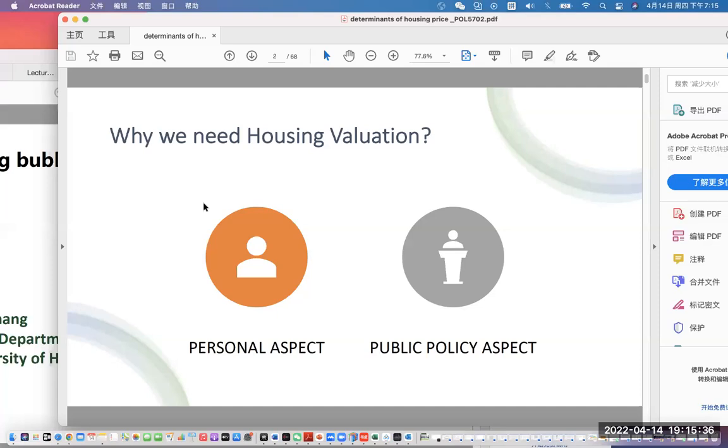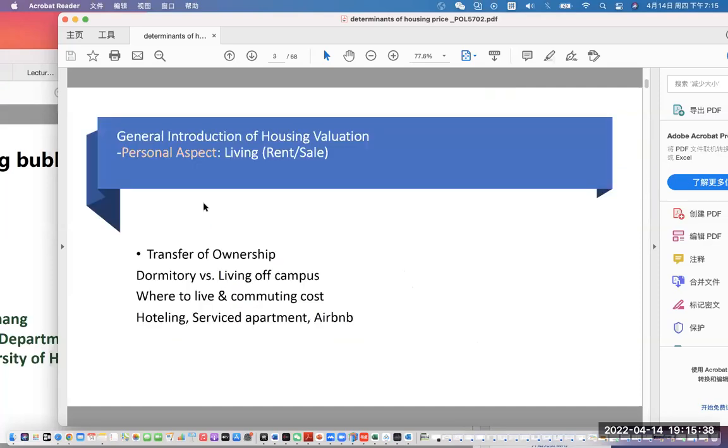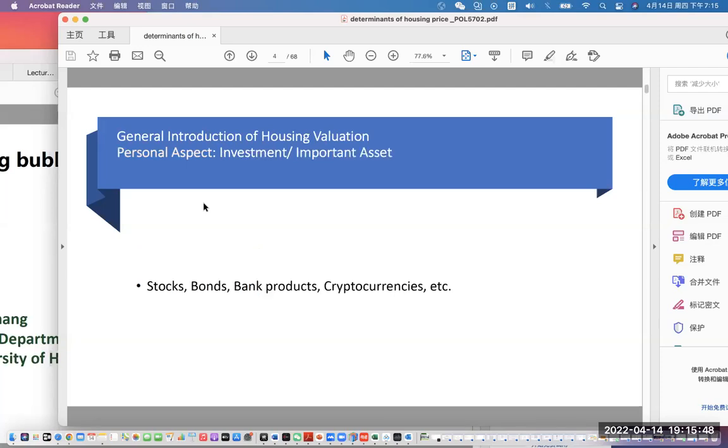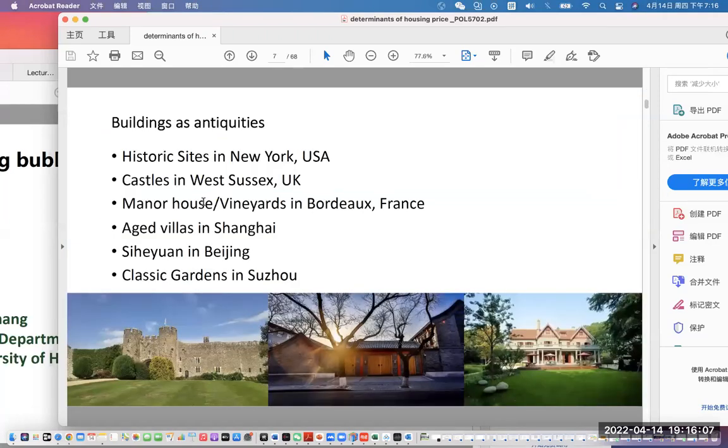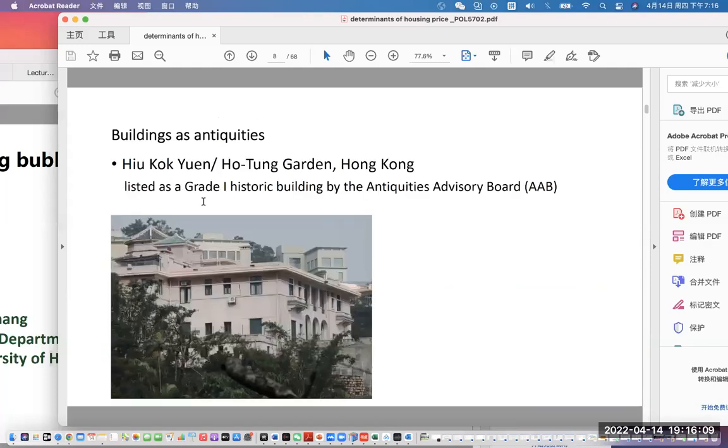Do you think there's a public policy aspect? And these are the general introduction of housing valuations, from transfer of ownership, and the stocks, the bonds, and bank products, for example, lately. And what is the virtue of real estate housing investment in the modern world, and how do you look at these buildings and adequacies, etc.